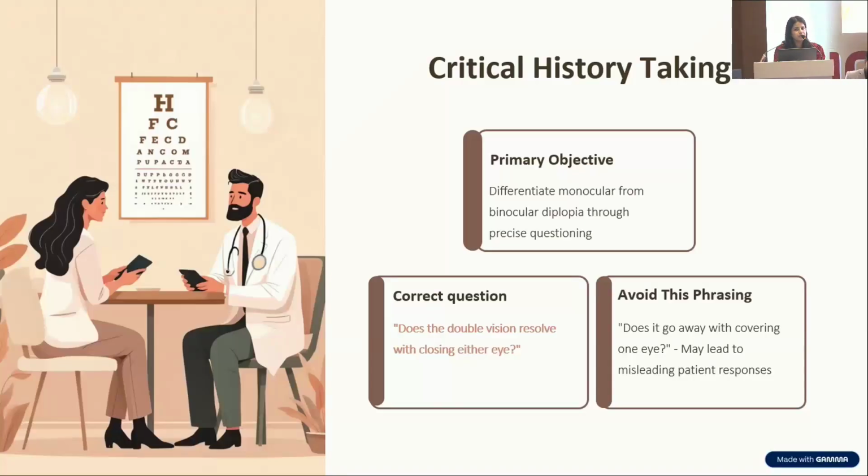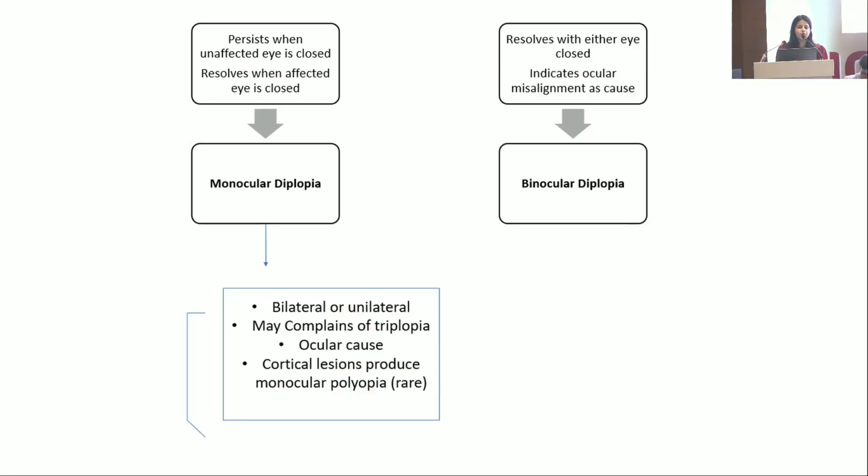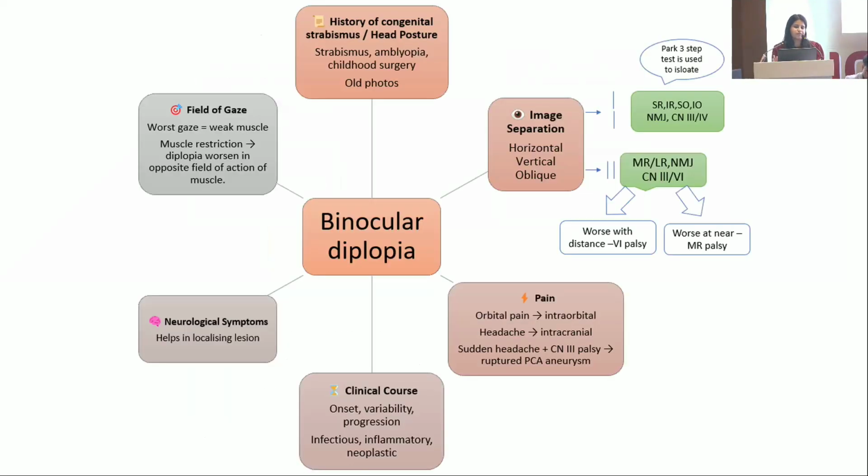And it is important to note that we should not ask the patient whether the double vision goes on closing one eye. Because if the patient happens to close the affected eye, then the monocular diplopia may be misdiagnosed as binocular diplopia. So in monocular diplopia, the most important causes are the ocular causes, whereas binocular diplopia indicates ocular misalignment as a major cause. So we should dig deeper into the history for binocular diplopia.